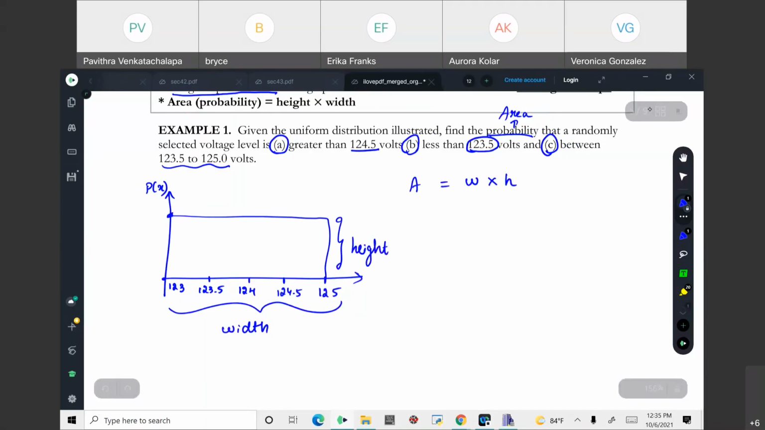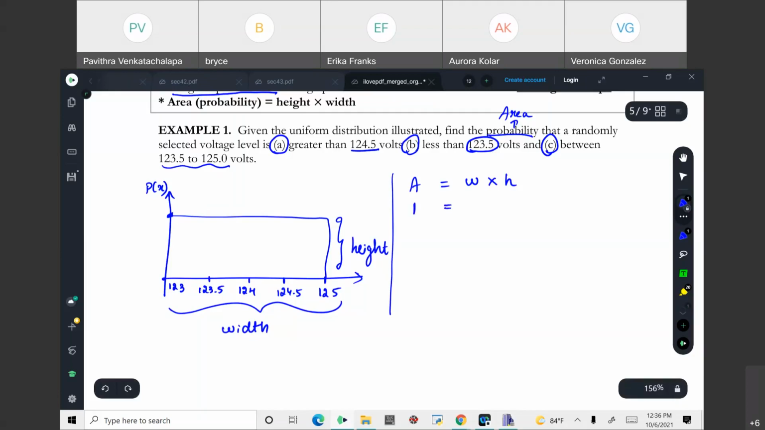The width on the bottom line and the width on the top line will always be equal. The height on opposite sides will be equal. That is the property of a rectangle. Now, area. What do you think the value of area will be? It is equal to 1. Why? Because I told you the total area for uniform distribution will be 1. Okay, area is equal to 1.